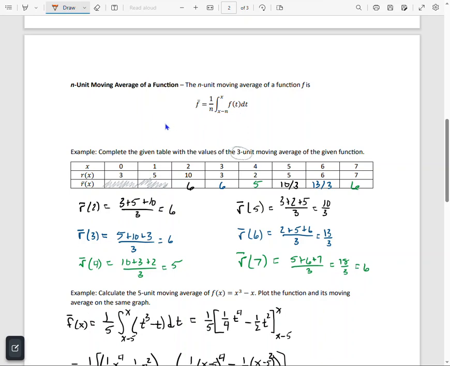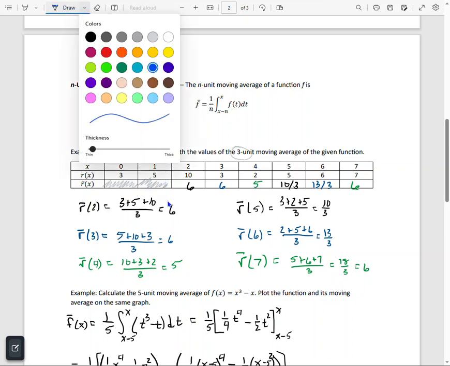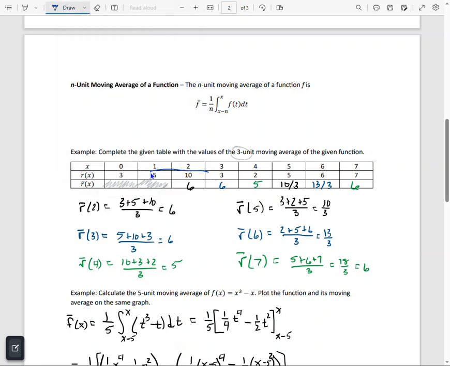Say what? Okay, so basically, if we have a table and we want a 3-unit moving average of the function, we'll have no outputs for the first 2 because we have to have at least 3. For the first 3 x values, I add up my r of x. 3 and 5 makes 8, plus 10 makes 18. 18 divided by 3 is 6. And then for the next one, I'll use these 3 values.